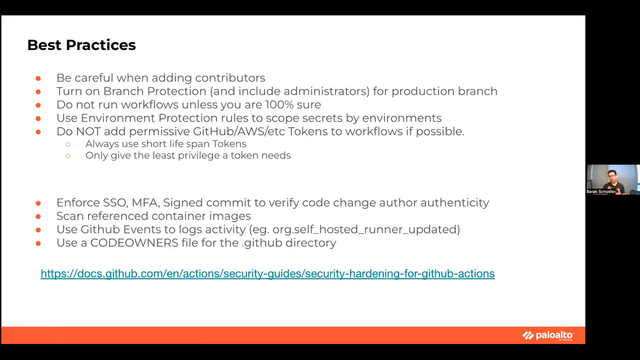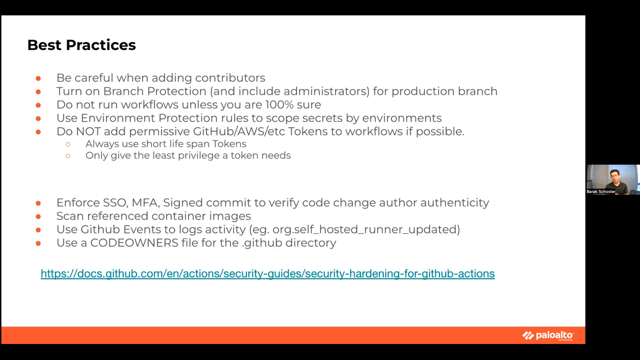One, be careful when you're adding new contributors. You don't want to have an external contributor trying to exfiltrate your environment variables data. You should turn on branch protection rules and have at least two approvers for every code change. You can also add branch protection rules to prevent any force pushes. You can enforce MFA and SSO as part of your branch protection rules and repository protection rules. You can scope down secrets on the environment. You shouldn't allow running workflow files unless you're 100% sure they are not malicious.